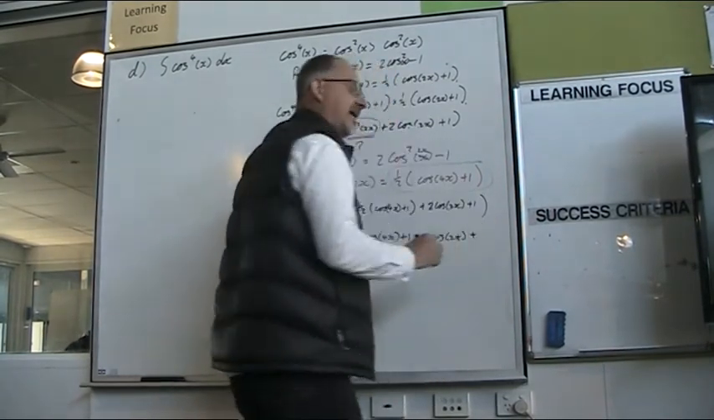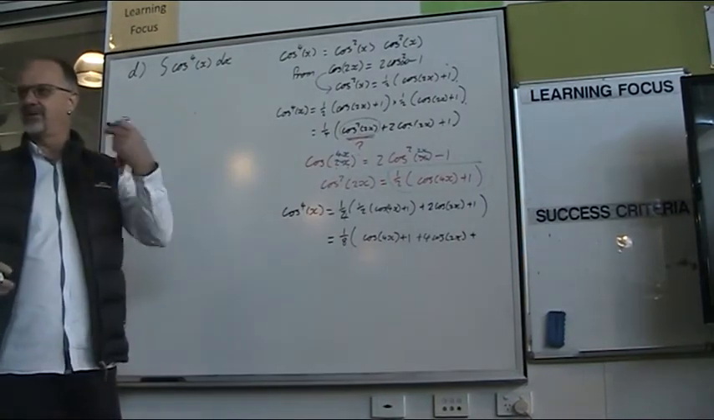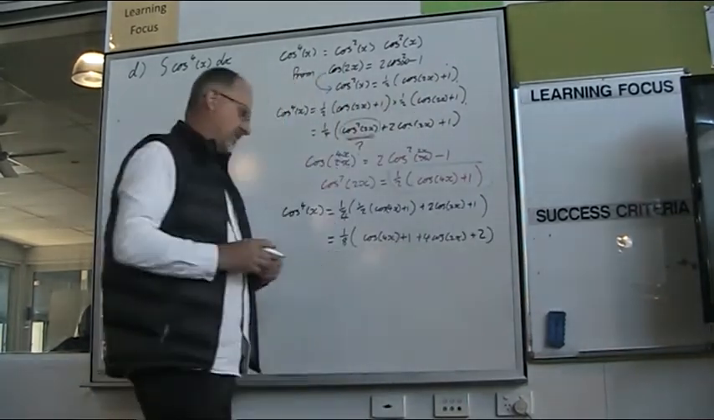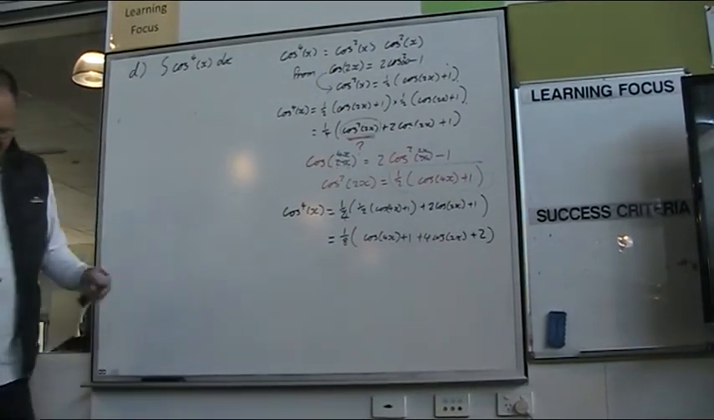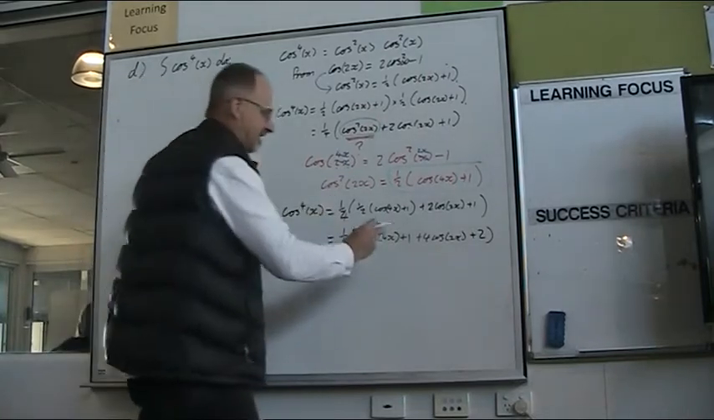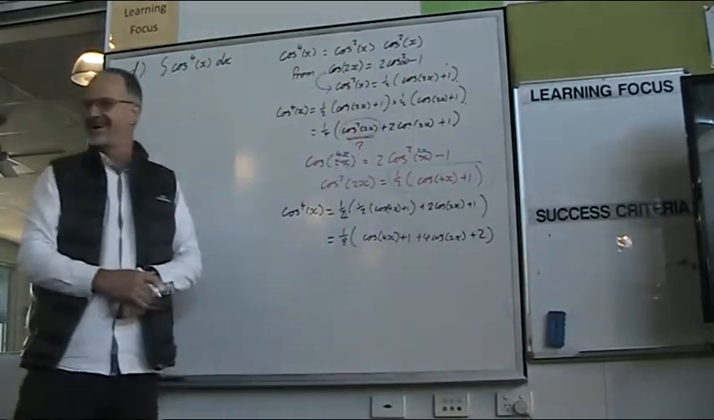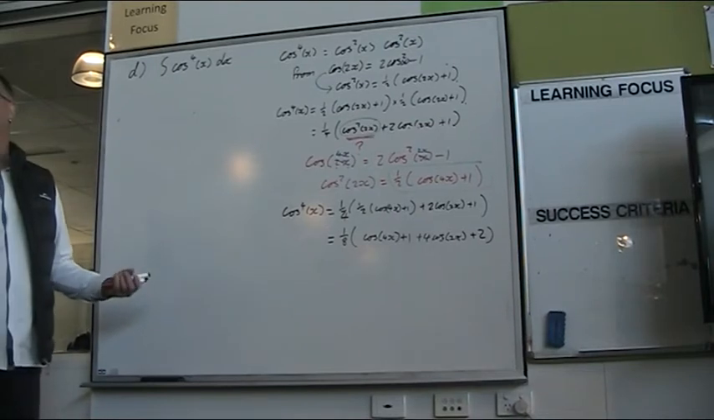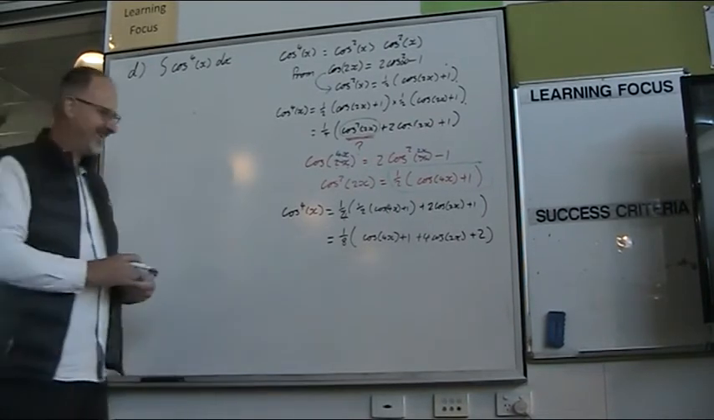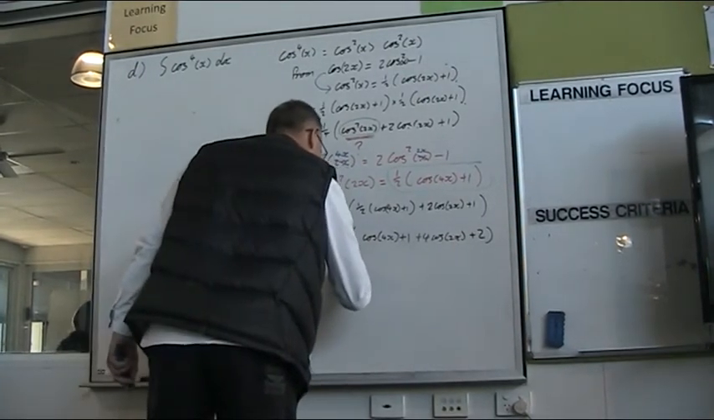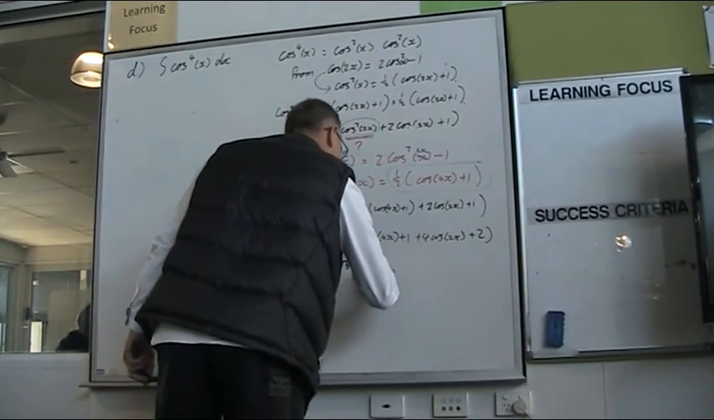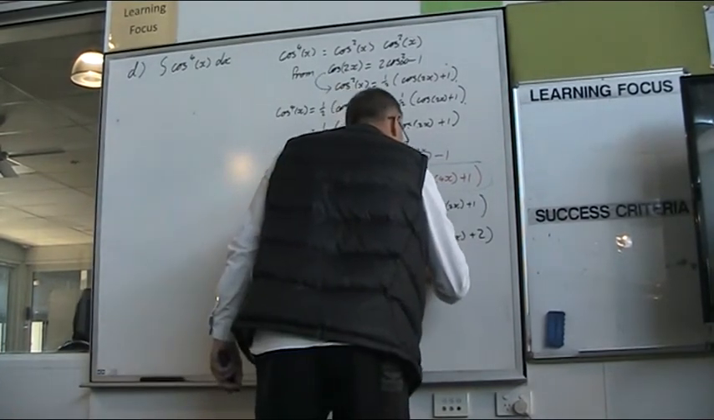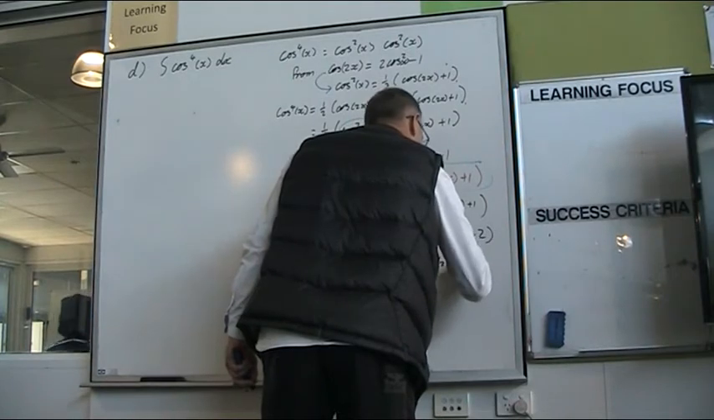And the 1 on the end, if I'm taking half out, half times 2 gives me 1. All right. There you go. One last step. I can put those numbers together, can't I? Come on, we're having fun here. Oh, yeah. So it's 1/8 of cos 4x plus 4 cos 2x plus 3.